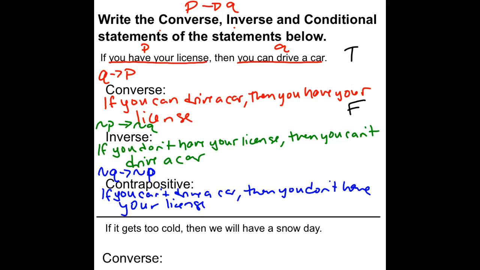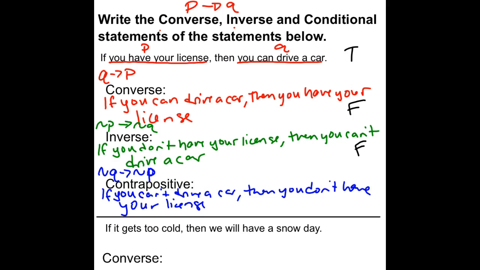Or maybe you got taught how to drive early because you live out of town and maybe your parents taught you how to drive the four-wheeler around or something. You can drive, but you don't have your license yet. The next one, if you don't have your license, then you can't drive a car. Like we just talked about, that's not necessarily true. Legally, you can't drive a car, but we didn't say anything about legality in here, so that one would actually be false as well.